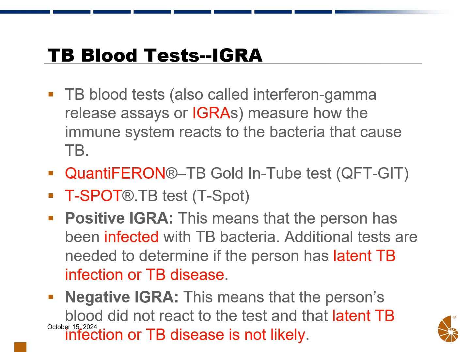If someone has a negative IGRA, it means the person's blood did not react to the test and latent TB infection or TB disease is not likely.